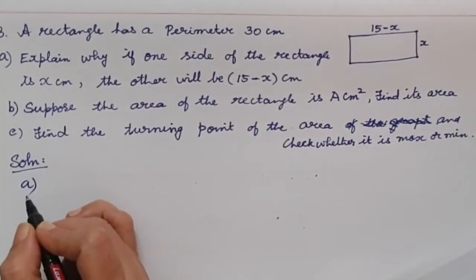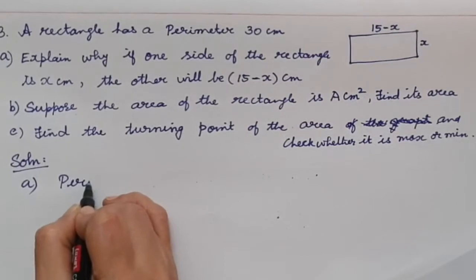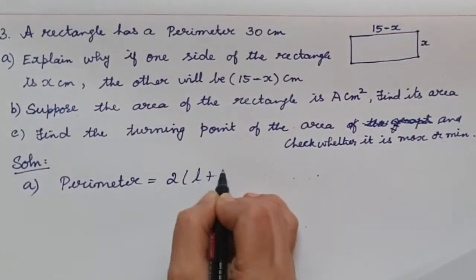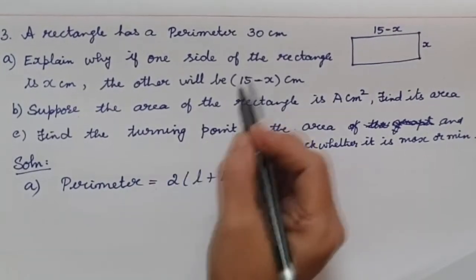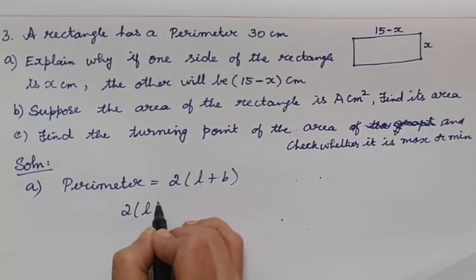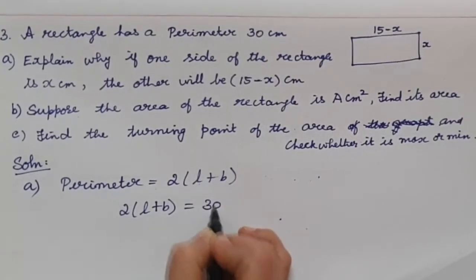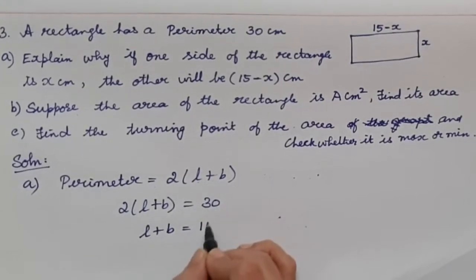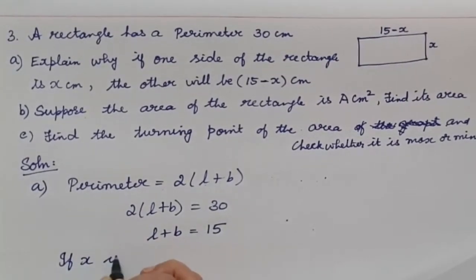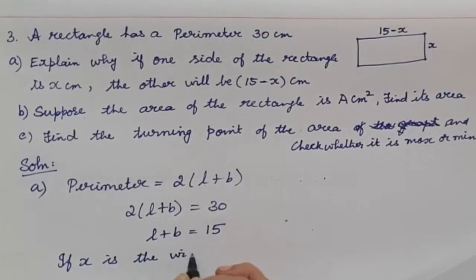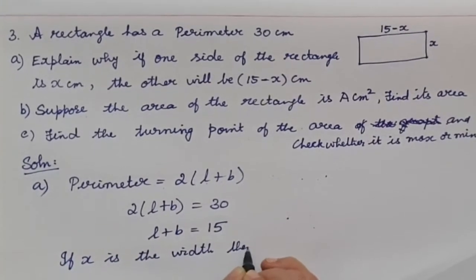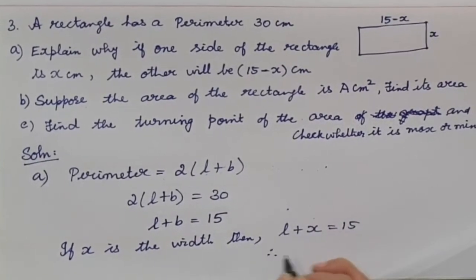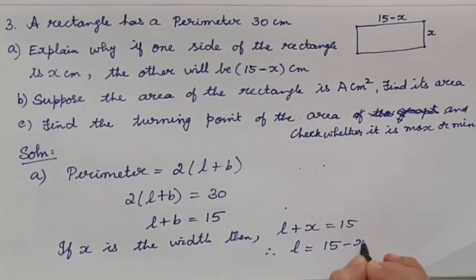Now the A part of the question, perimeter of the rectangle. Perimeter equals 2 into L plus B. It is given that the perimeter is 30, so 2 into L plus B will be equal to 30 centimeters. That is, L plus B will be equal to 30 divided by 2, so it is 15. If x is the width, then L plus x will be equal to 15. Therefore, our length will be equal to 15 minus x.